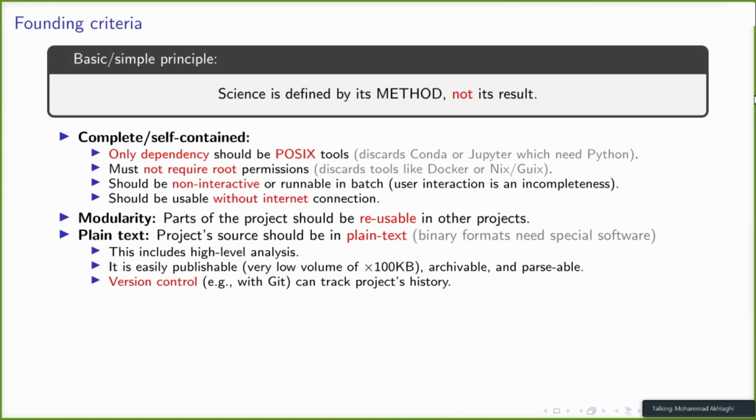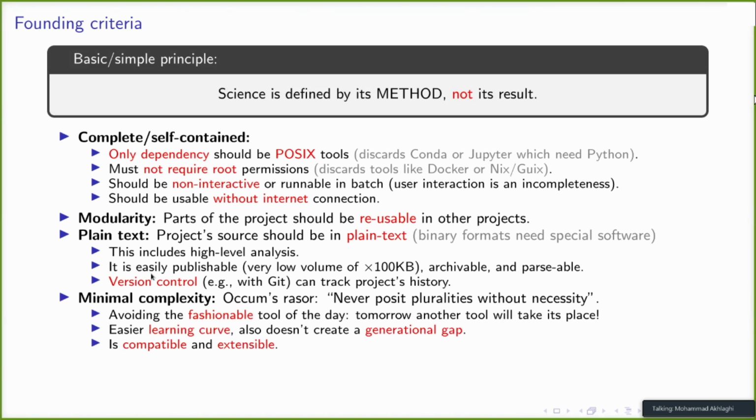ASCII or Unicode are not going to be deprecated in the foreseeable future. However, if you have a Docker file, Docker version XY, it's not going to support that version anymore in like 10 years. Or if you have, I don't know, some binary format anywhere. So the project should be plain text.